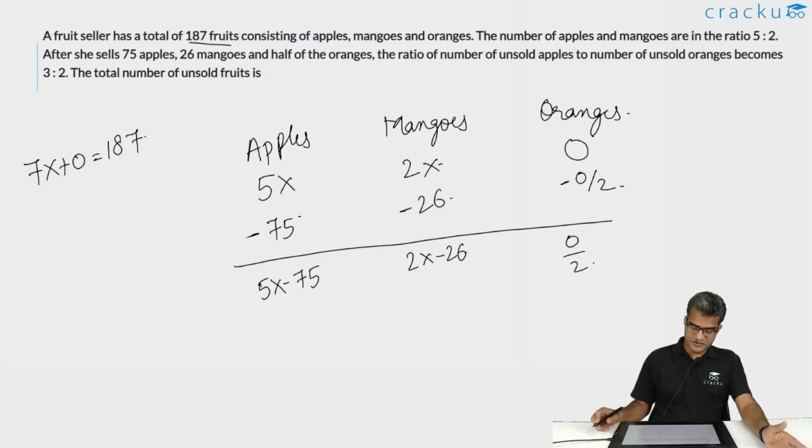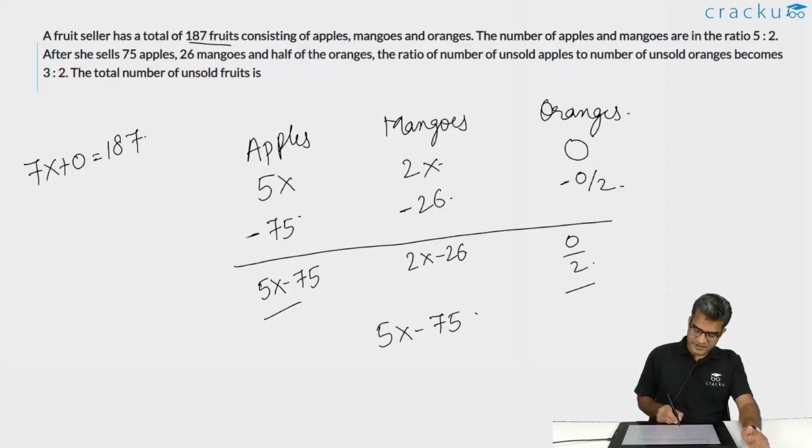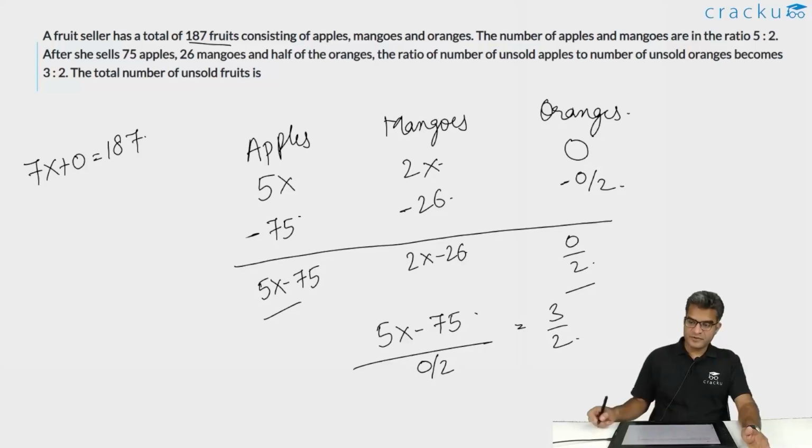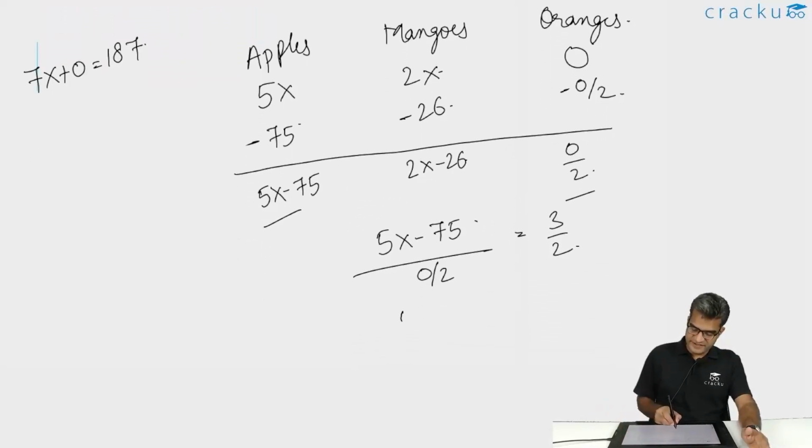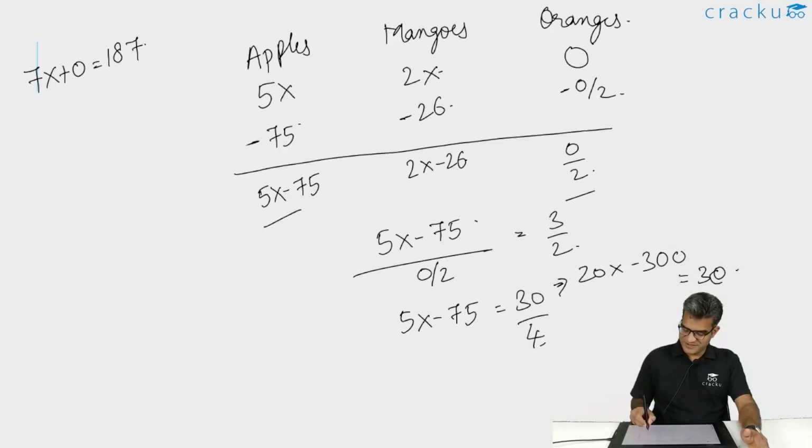The ratio of the unsold apples to unsold oranges is 3:2. So this would imply that (5x minus 75) divided by O/2 is equal to 3/2. Or this would imply that 5x minus 75 is equal to 3O/4. We can multiply the entire equation with 4. So we are going to get 20x minus 300 is equal to 3O. Remember that this is O, this is not 30.